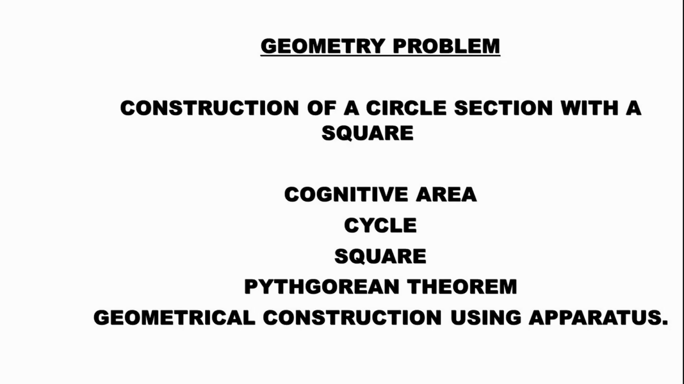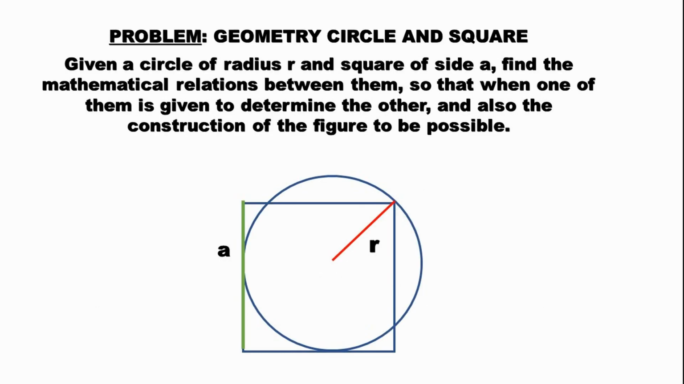Geometry problem, construction of a circle section with a square, cognitive area, cycle, square, Pythagorean theorem, geometrical construction using apparatus. Problem. Geometry. Given a circle of radius r and square of side A, find the mathematical relations between them, so that when one of them is given, to determine the other, and also, the construction of the figure to be possible.